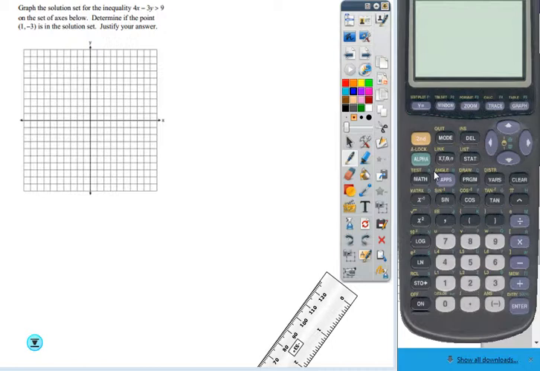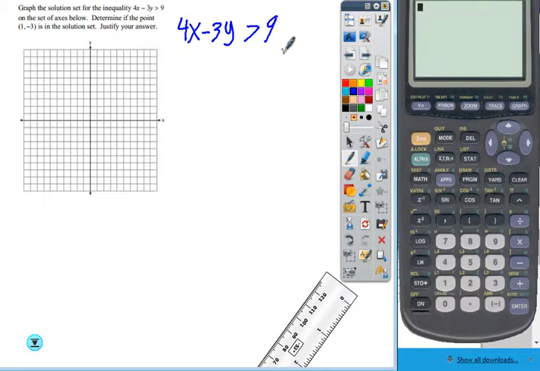Today we are going to graph a linear inequality. So let us read the question. It says, graph the solution set for the inequality 4x minus 3y is greater than 9 on the set of axes below. Determine if the point (1, negative 3) is in the solution set. Justify your answer. So, we begin by looking at our linear inequality, which is 4x minus 3y is greater than 9.